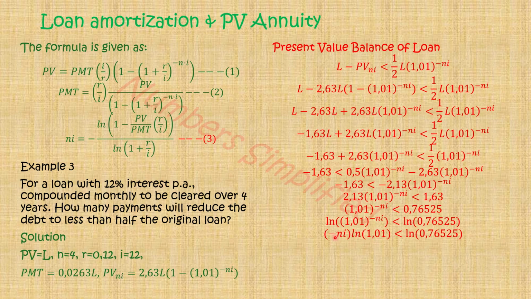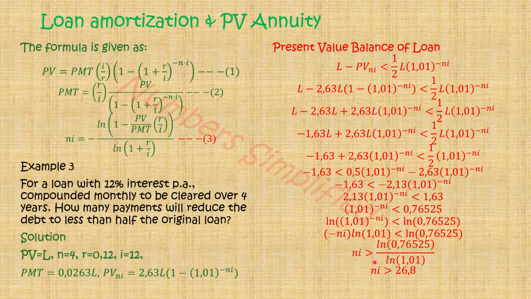And since the NI is negative, let's divide throughout by the negative as well, so that we have NI being greater. So now as we divide with the negative, we know from inequalities, if we divide or multiply with the negative, the sign changes. That is to say, the direction of the sign changes. Therefore, we are going to have the natural log of 0.76525 divided by the natural log of 1.01. And simplifying further, we are going to have NI is greater than 26.8.